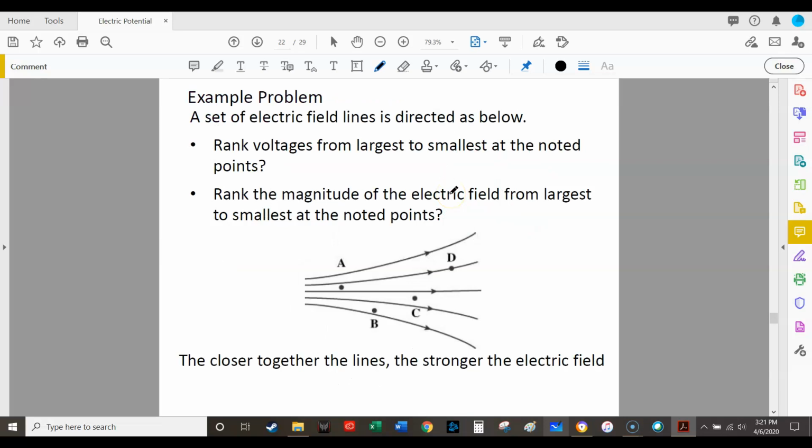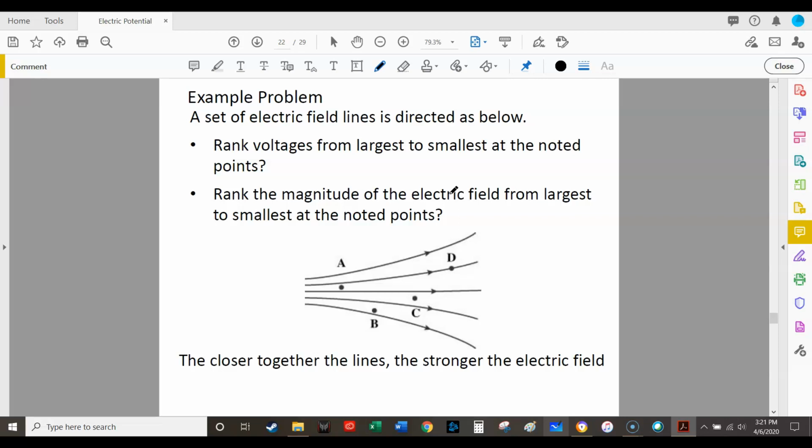All right, let's go ahead and do a problem. Let's rank these voltages from highest point to lowest point using this electric field that looks kind of warped. So what would be the smallest voltage and what would be the highest voltage? And then we're also going to look at ranking the electric field from strongest to weakest. All right, so we had talked about this before. So let's go ahead and rank the voltages from largest to smallest.